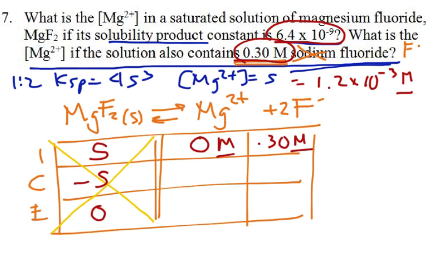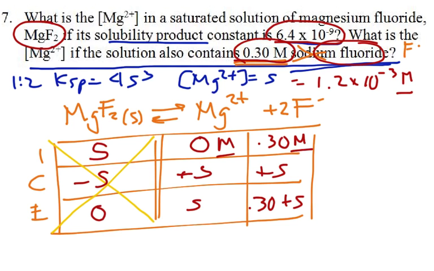So here's a situation where we're starting with some fluoride in our solution, and this is called the common ion effect, because magnesium fluoride and sodium fluoride have fluoride in common. So it's called the common ion. After that, it's just a really standard sort of ICE box. So if this is negative S, this will be positive S and positive S. So this will be S, and it will be 0.3 plus S.